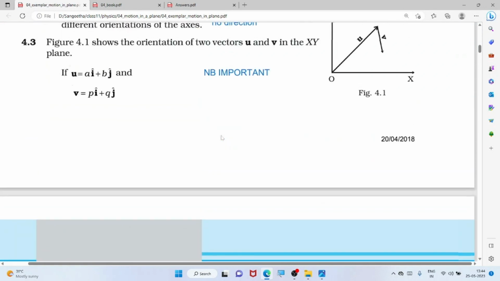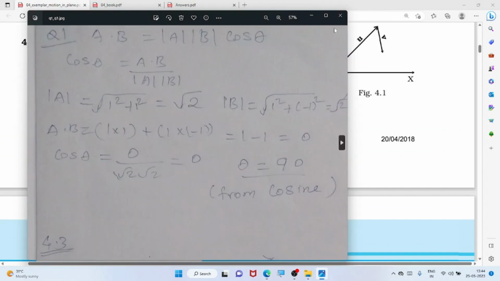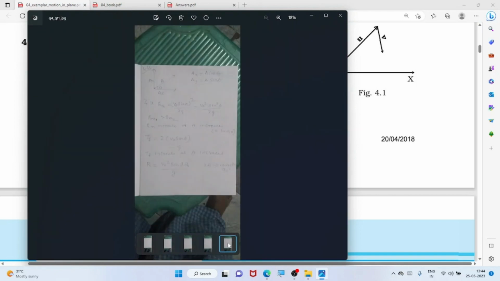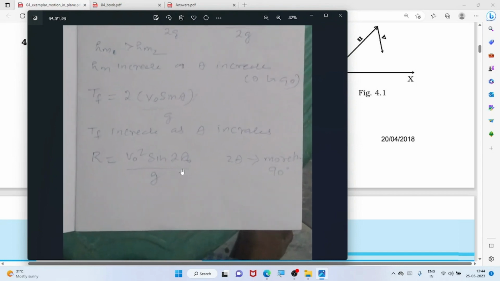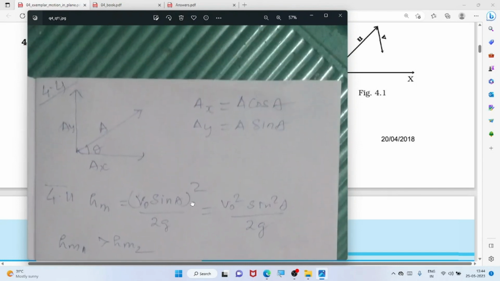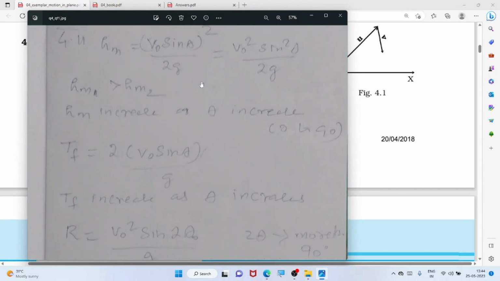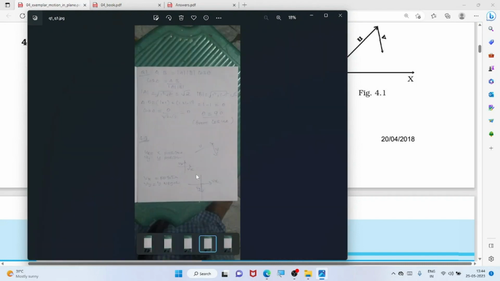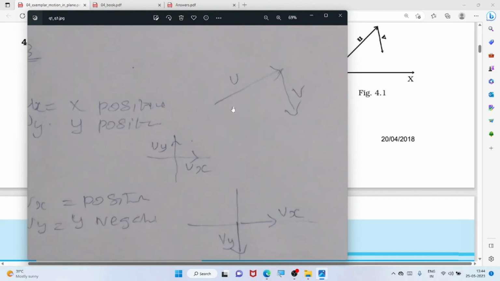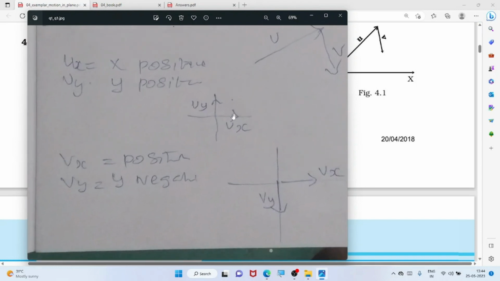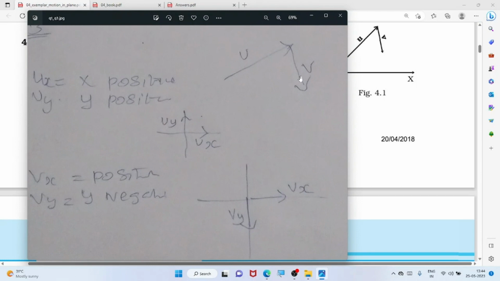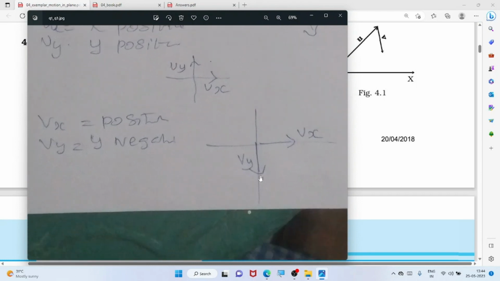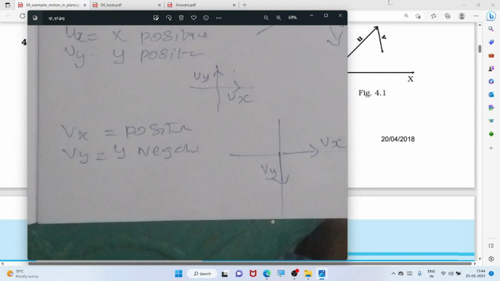Okay, 3. Here for this, both x and y are positive, and for this vector we have x positive but y is negative.